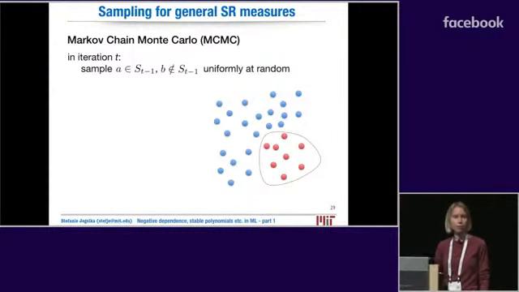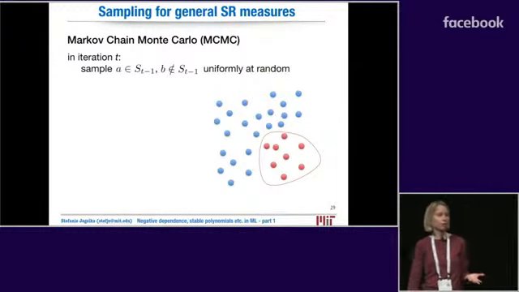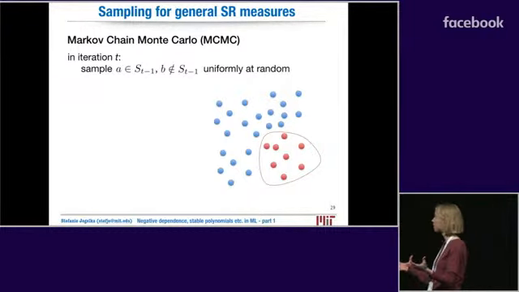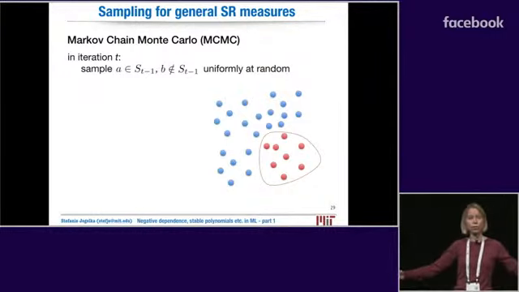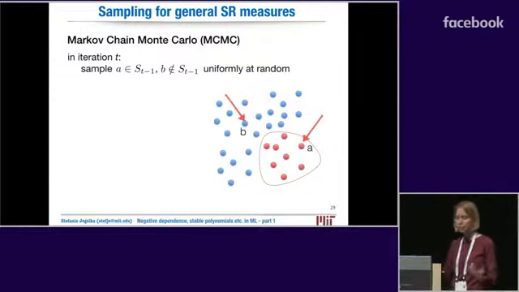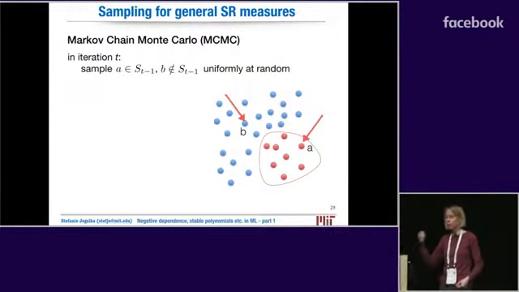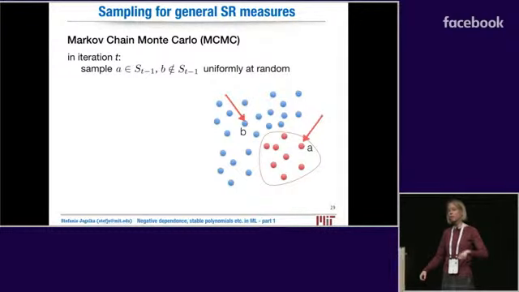One method that works for all strongly Rayleigh measures is MCMC sampling, Markov chain Monte Carlo. The sampler here is fairly simple. You start out with an initial set S0, and then you uniformly at random pick one item inside the set and one item outside the set. You pick item A inside and B outside, and then you do one of three things. Either you try to swap them, meaning you kick A out of the set and add B to the set, or you just add B, or you just remove A, or you do nothing.